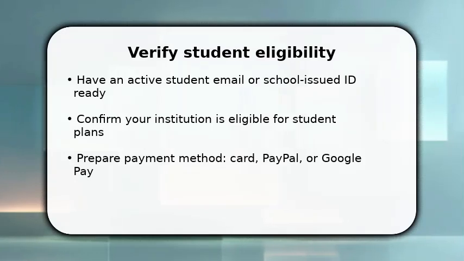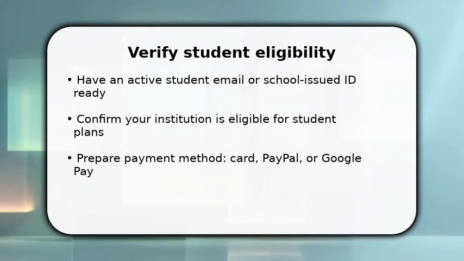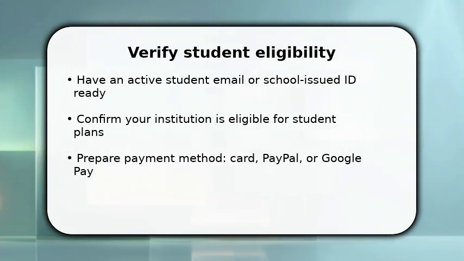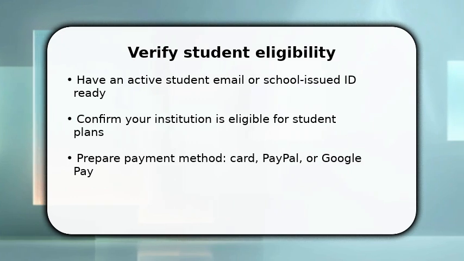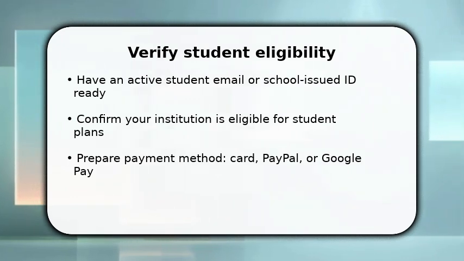You start by confirming eligibility. Use your university email or valid student ID to prove enrollment. Once you've confirmed your school qualifies, sign into the Google account you want linked to YouTube Premium. Make sure billing details are current because you'll need to subscribe immediately after verification.